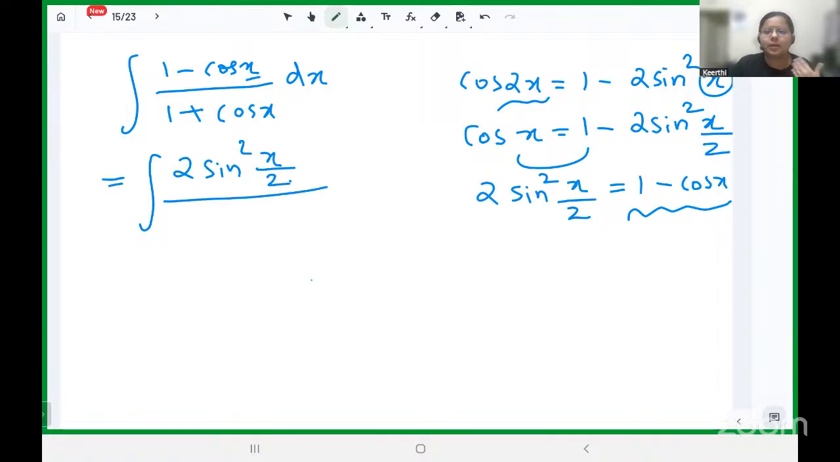Now we need to change 1 plus cos x also into some trigonometric identity that will help us to apply the standard result and solve the problem.